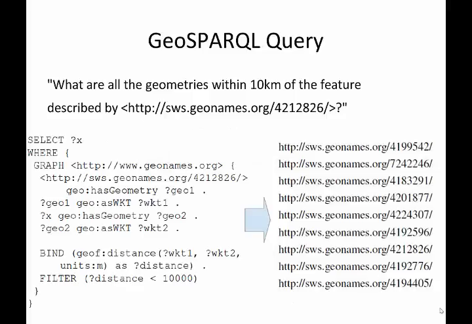So GeoSPARQL. So here's an example of a GeoSPARQL query. What are all the geometries within 10 kilometers of the feature described by that URL? And the query, select what, where, etc., etc. There's no point in me reading out that text to you, but you can get an impression that you can write geospatial queries just like equivalent way to how you would write them in SQL, but in SPARQL. And that returns a set of these geonames.